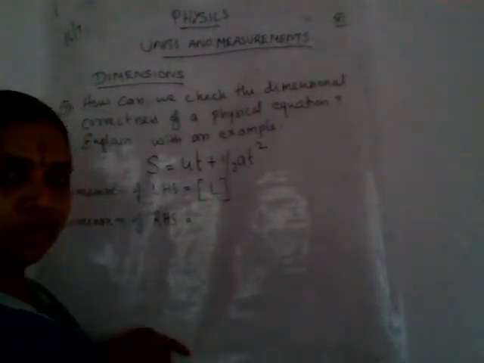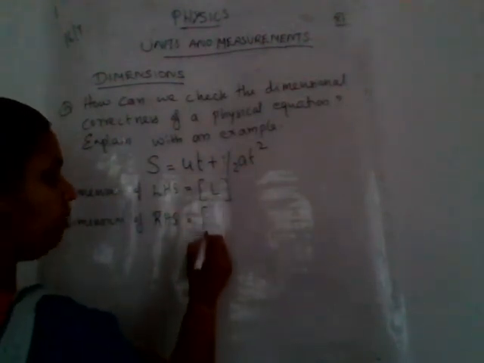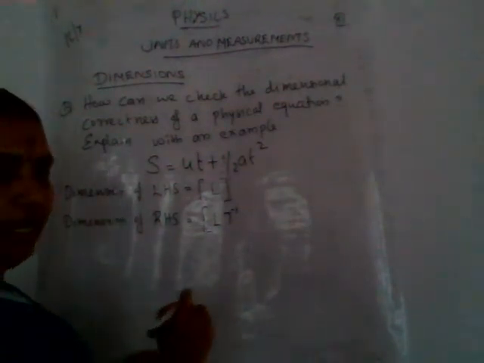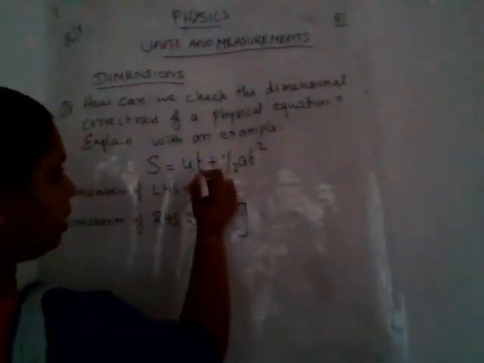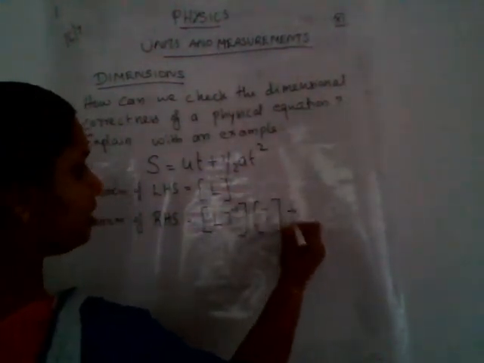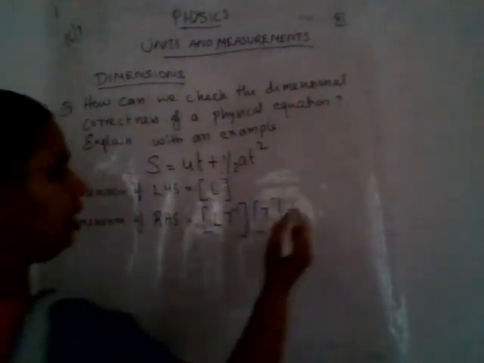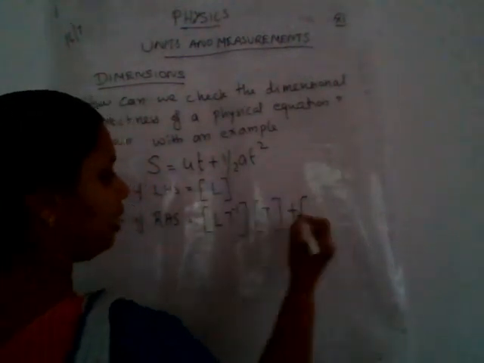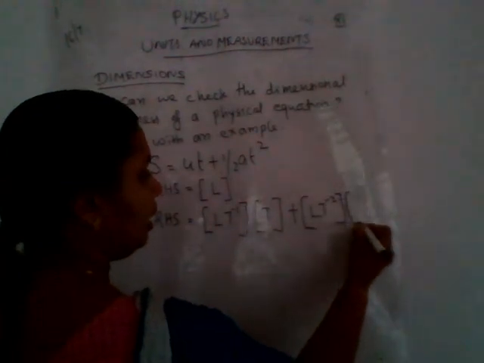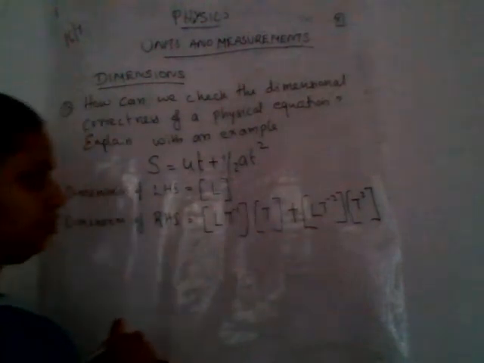So what is the dimension of RHS? Here it is u. It is velocity. We have it is L T minus 1. Then here it is time, so T. Plus half. Half is a constant, so no dimension. Then acceleration, we already derived it. L T minus 2. Then time, it is T square.